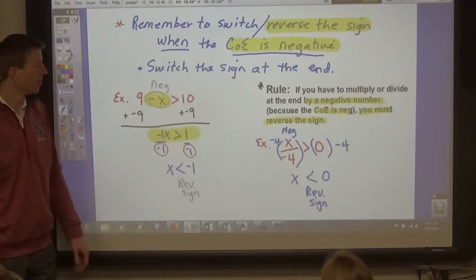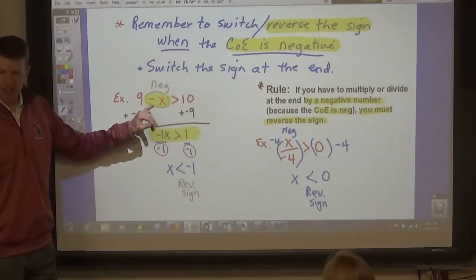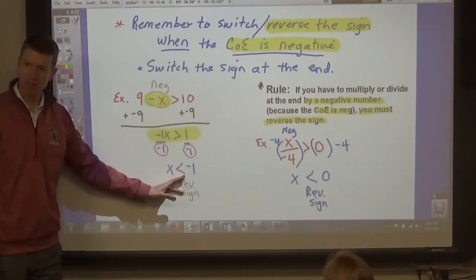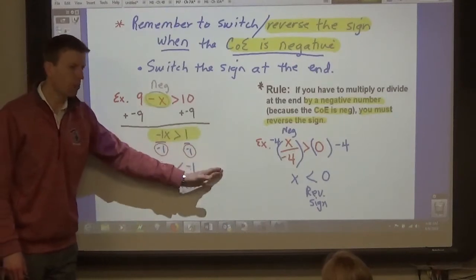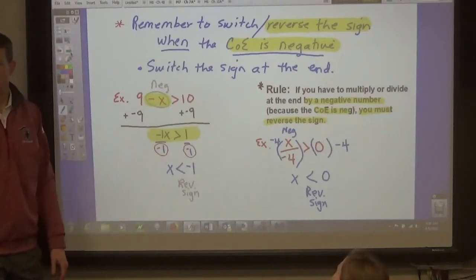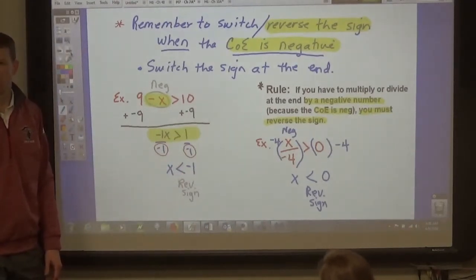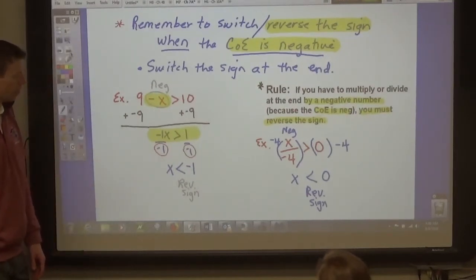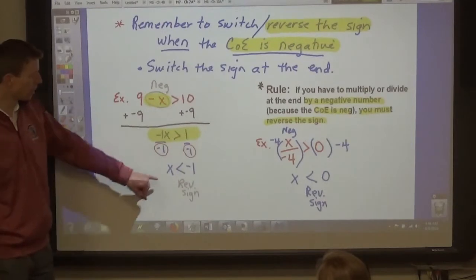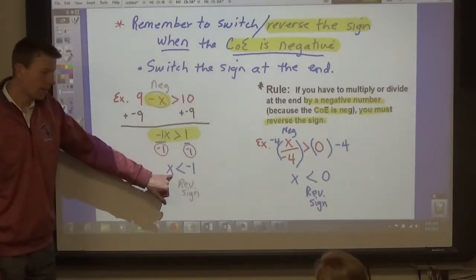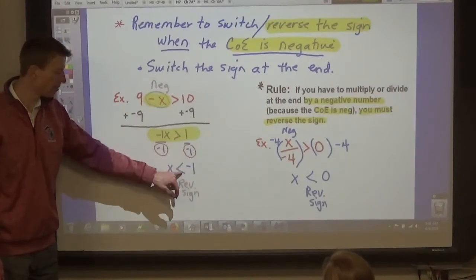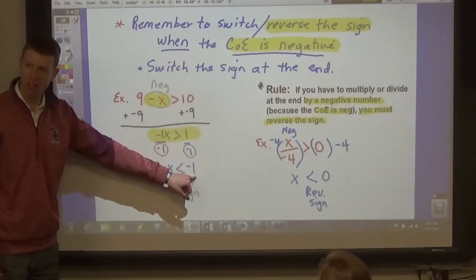Okay? If you were to check this answer and you forgot to reverse the sign, the numbers that you put in wouldn't be true. It wouldn't make the inequality true. It wouldn't make the statement true. So, for example, the number for x, if you were checking this, x would have to be less than negative 1 in order for the solutions to be true.